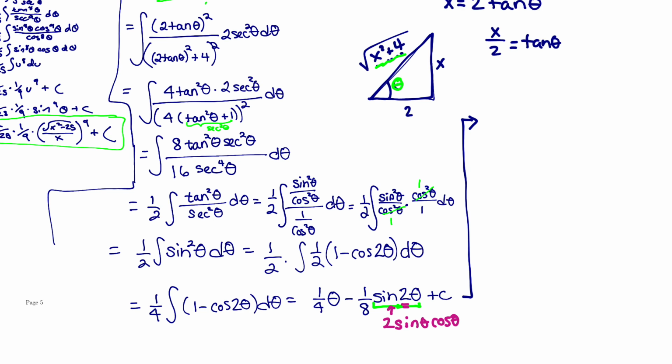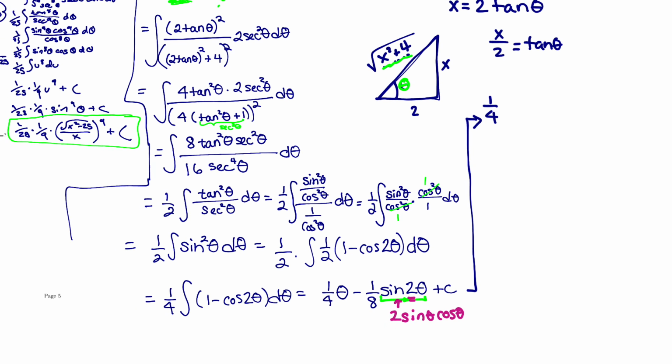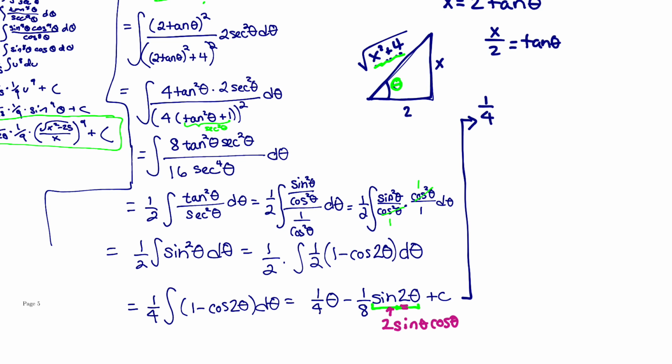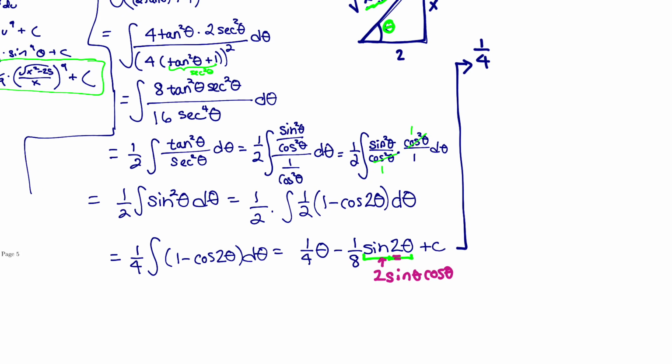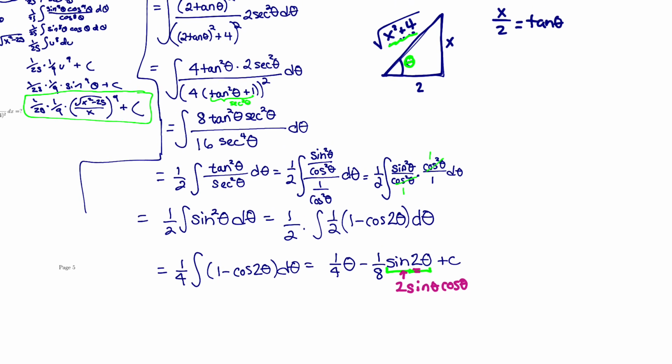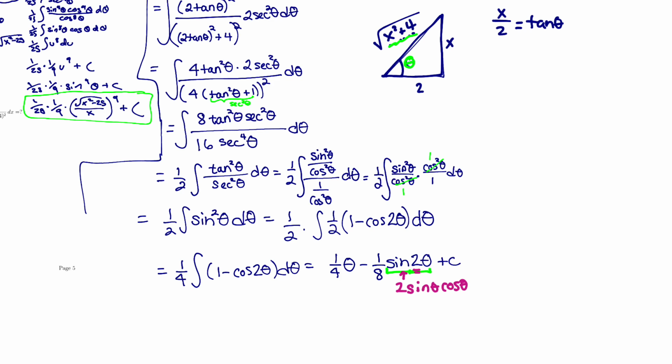Sine 2 theta is 2 sine theta cosine theta. So 1/4. Theta is the angle whose tangent is x over 2. I ran out of space, guys. Hang on. I'm not going to go up there. I'm running out of space. So let me go right underneath it. So this equals 1/4. Theta becomes arctan?